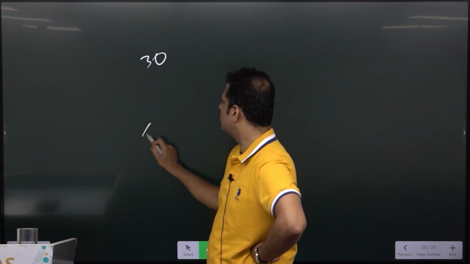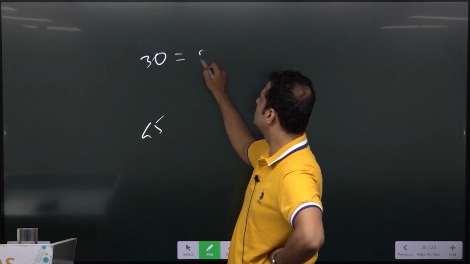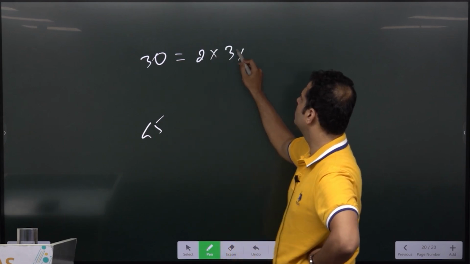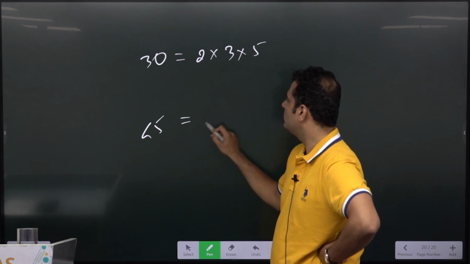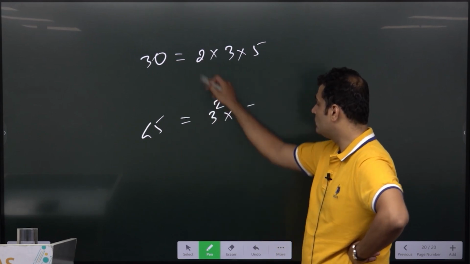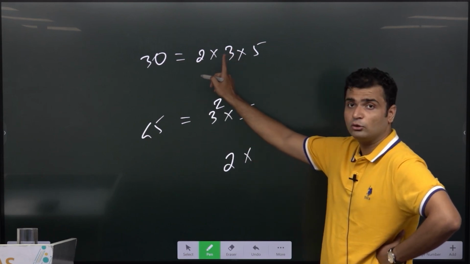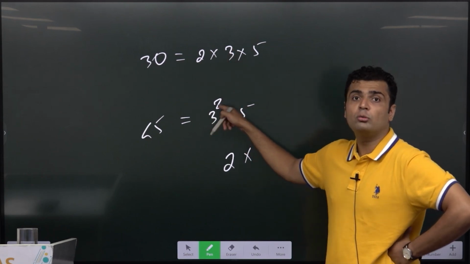30 and 45. 30 is 2 into 3 into 5. 45 is 3 square into 5. LCM क्या होगा? 2 आना चाहिए, यस. 3 आना चाहिए, यस. यहाँ पे ये बोल रहा है एक बार दे दो मुझे, ये बोल रहा है नहीं, मैं आऊंगा तो 2 बार आना चाहिए.